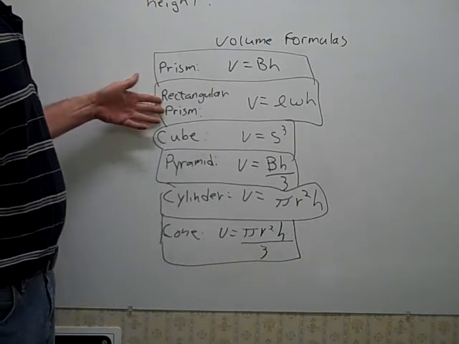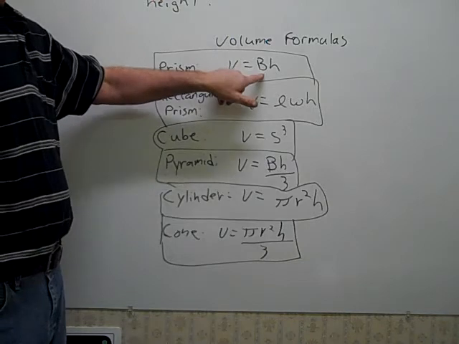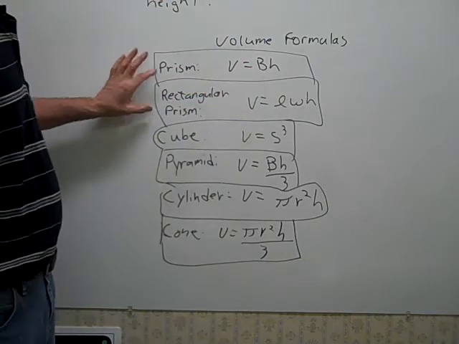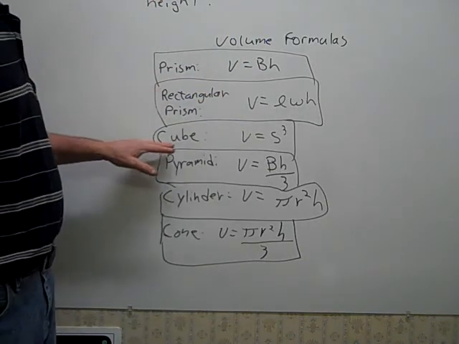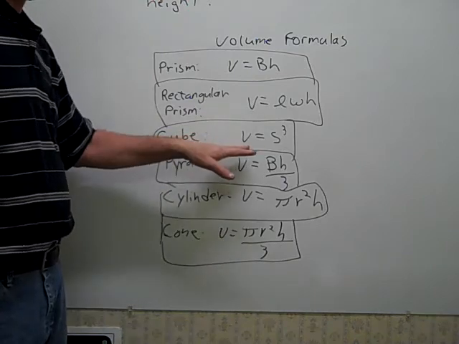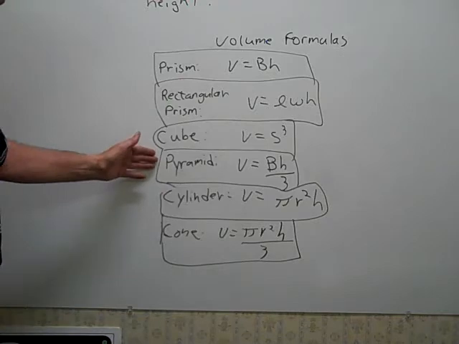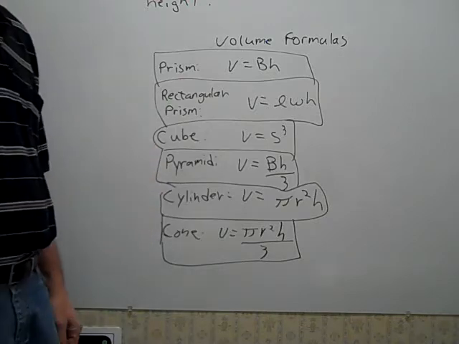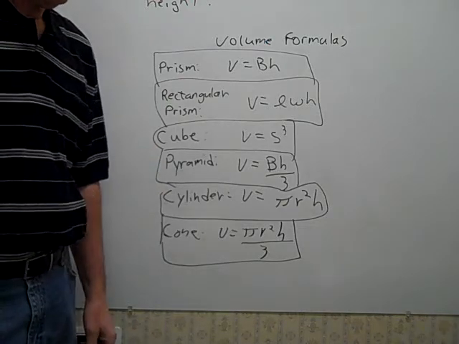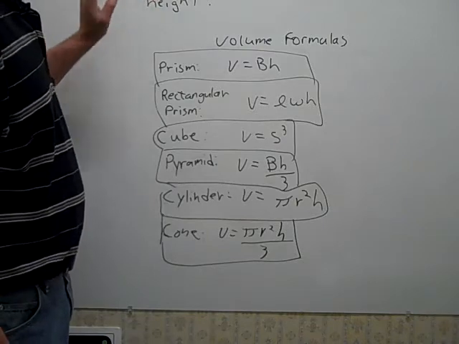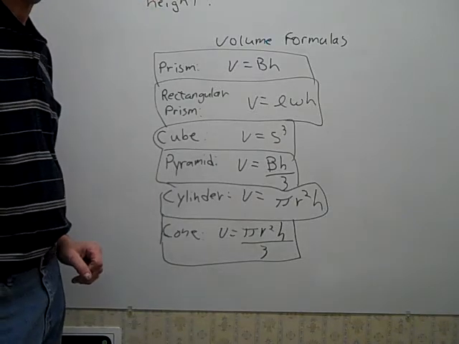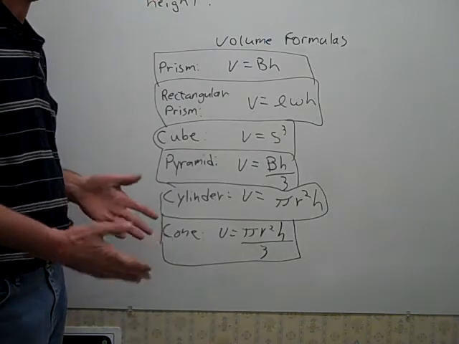Rectangular prism, you could actually use this formula: volume equals the area of the base times the height. This is just a special kind of prism. The cube, again, you can use the area of the base times the height, or you can use side times side times side. Pyramid and cylinder and cone are a little bit different, and we'll talk about those separately. The biggest idea is, if you can figure out the area of the base of a figure and multiply it by the height, that'll have something to do with the formula.